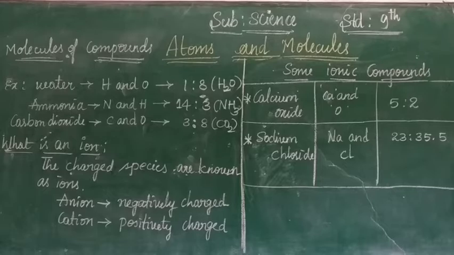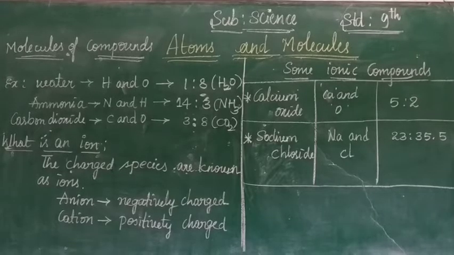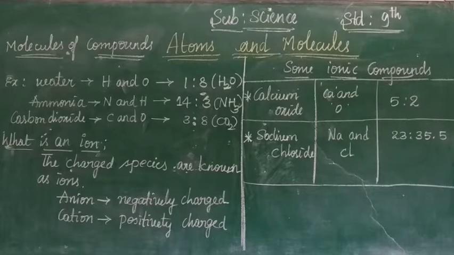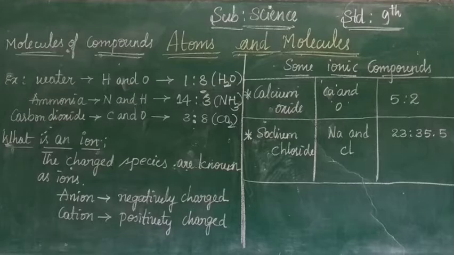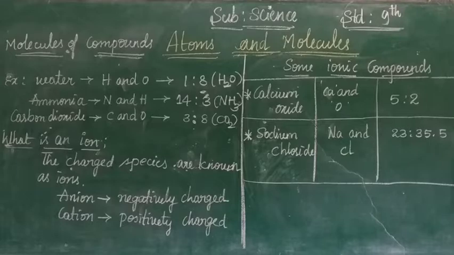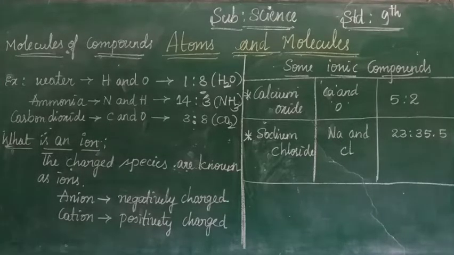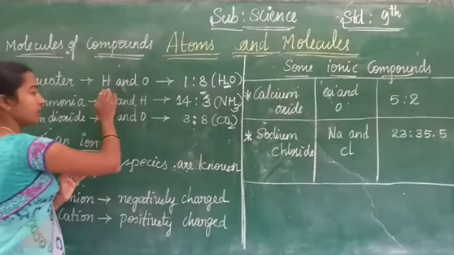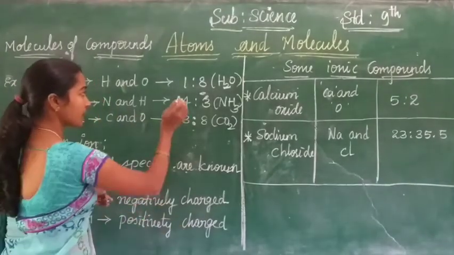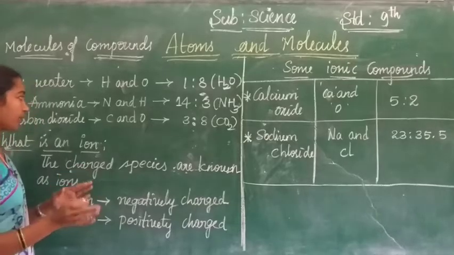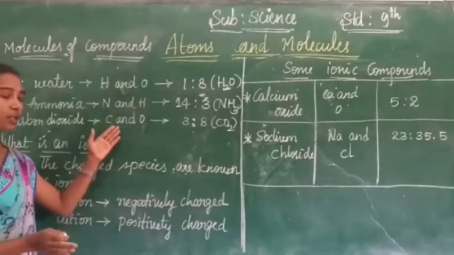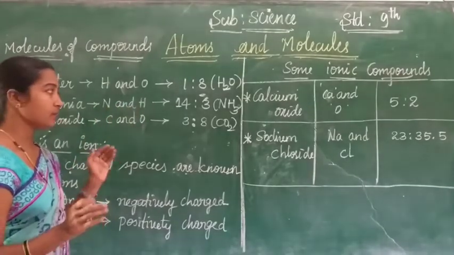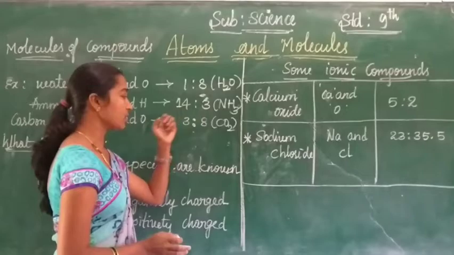Children, now let us understand molecules of compounds. Atoms of different elements join together in definite proportions to form molecules of compounds. For example, water is a combination of hydrogen and oxygen, and both are combined in a proper proportion, 1:8. Like this, ammonia. Ammonia is a compound, a combination of nitrogen and hydrogen in the definite proportion 14:3.